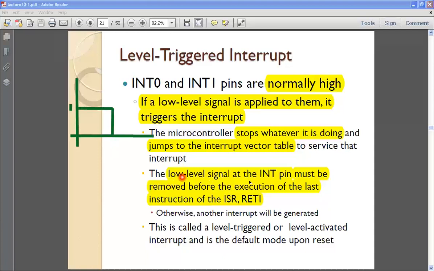So the low-level signal at the INT pin must be removed before the execution of the last instruction.